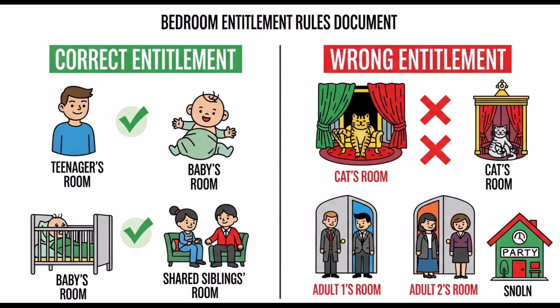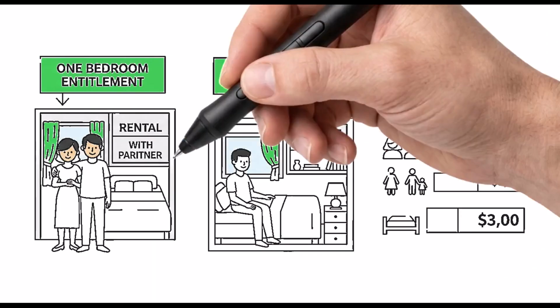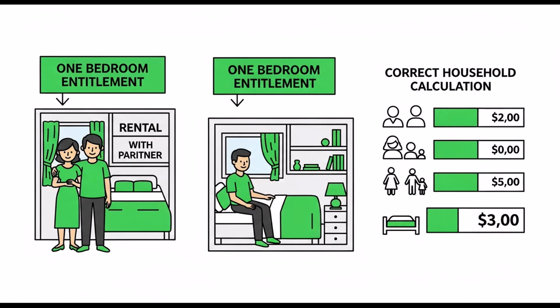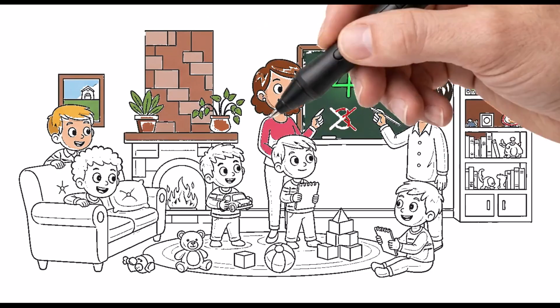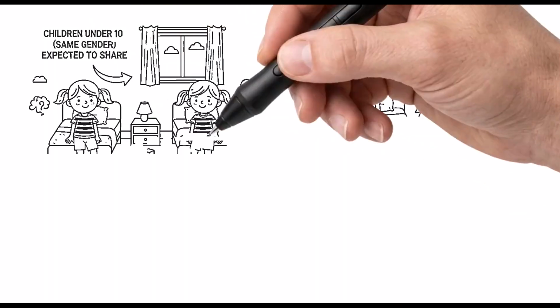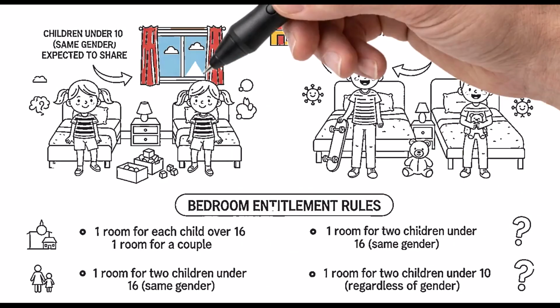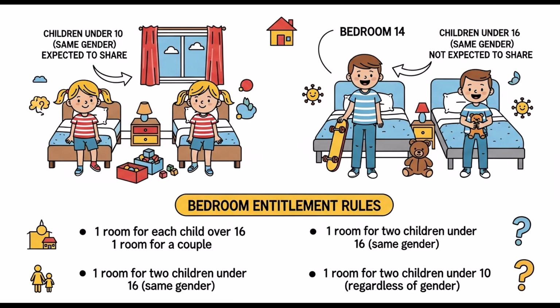Your bedroom entitlement under LHA is calculated based on who lives in your household using specific government rules about who needs their own bedroom legally. You are entitled to one bedroom for yourself as a single adult, or for you and your partner if you live together as a couple in your home. You are entitled to one additional bedroom for each child who cannot share with another child because of age or disability or medical reasons recognized by the rules.